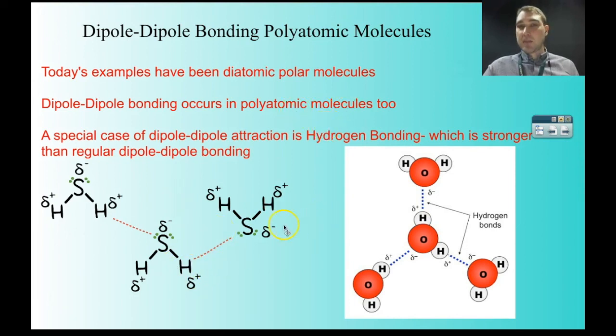There's a special case of dipole-dipole bonding called hydrogen bonding, which we're going to look at in a different video. This is stronger than regular dipole-dipole bonding, and the reason for that is the electronegativity of the atoms involved in the bond is greater. But we'll look at that in another video. Water is a great example of a compound that does hydrogen bonding. So, now for science, we looked at dipole-dipole interactions, dipole-dipole bonding, or dipole-dipole forces.